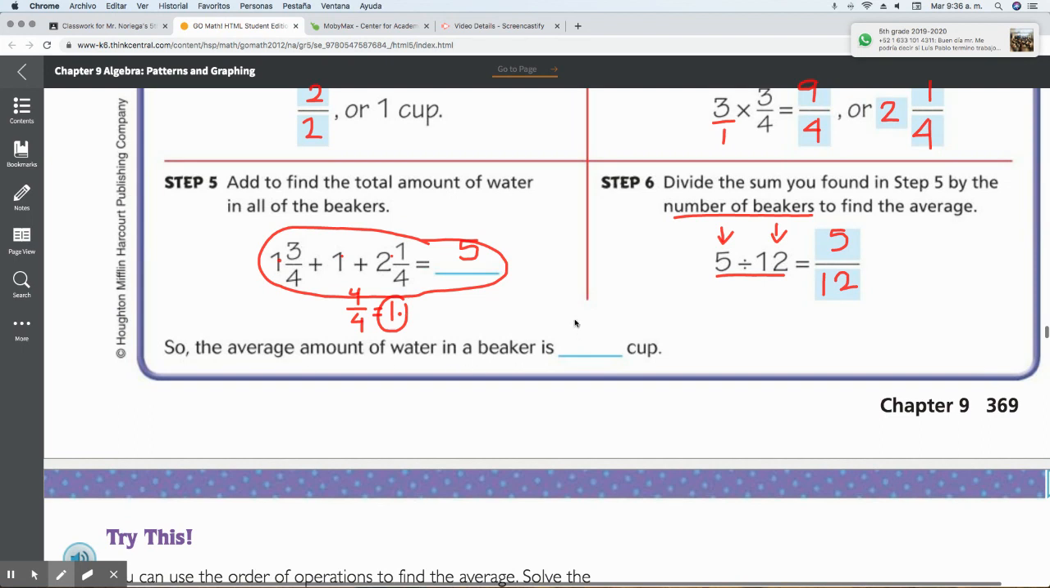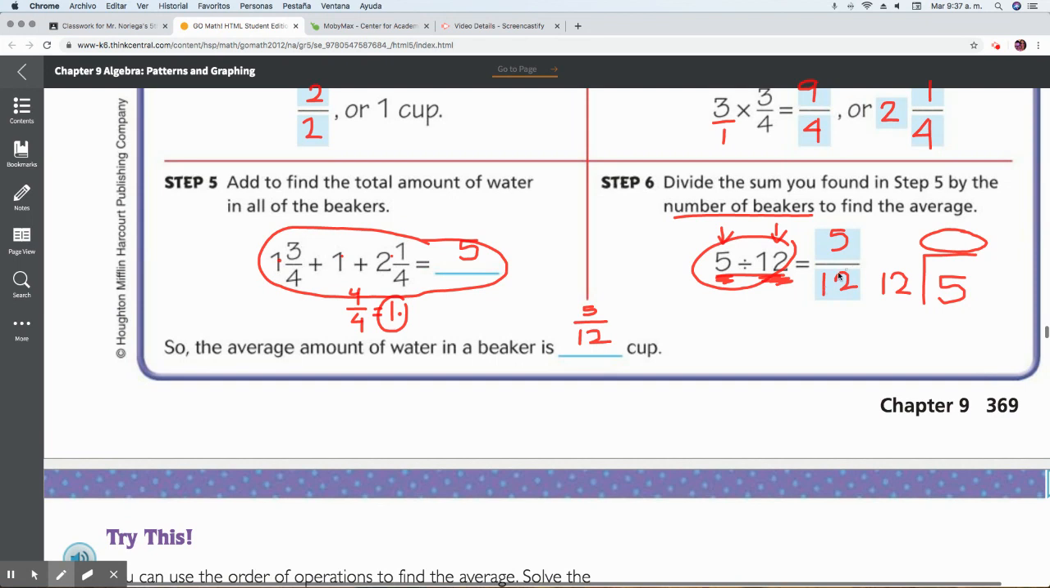So the average amount of water in a beaker is 5/12. Okay? So this doesn't mean that you need to do this, of course. Because if you do this, you will end up having your quotient being a decimal. We do not want that because we're working with fractions. So the only thing that you need to do is change this division problem into a fraction. Remember that your dividend, which is the first number, the number that's being divided, is your numerator, and the divisor, which is the number you're using to divide the first number, is your denominator.